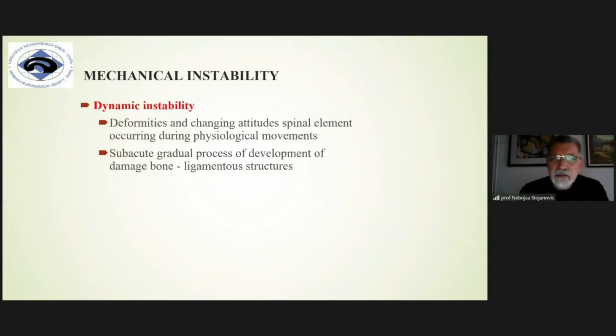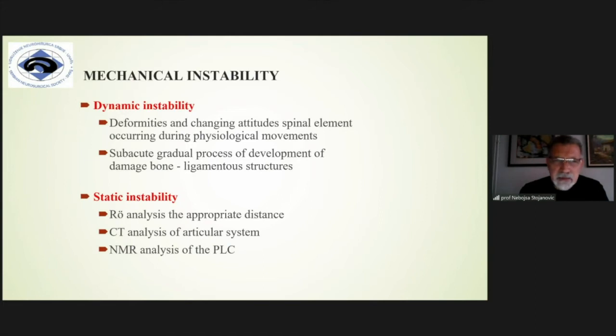Mechanical instability could be dynamic instability and static instability. Dynamic instability is deformities of changing attitudes of spine elements occurring during physiological movements, and a subacute gradual process of development of the marginal bone ligament structure.